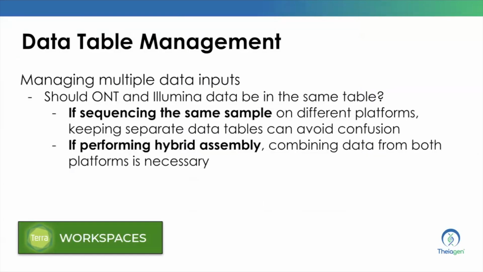And so what we've shown thus far is a really straightforward example for organizing Illumina data for the same type of analysis. And sometimes we get asked if ONT and Illumina data should be stored in the same data table. And the answer is, it really depends. If sequencing the same sample on different platforms, it's best to keep data tables separate to avoid confusion, especially as you'll want to ensure the separation of results that you'd like to compare. If, however, performing an analysis that requires both, for example, hybrid assembly, combine both data sets into a single data table, since the analysis will require both data types.